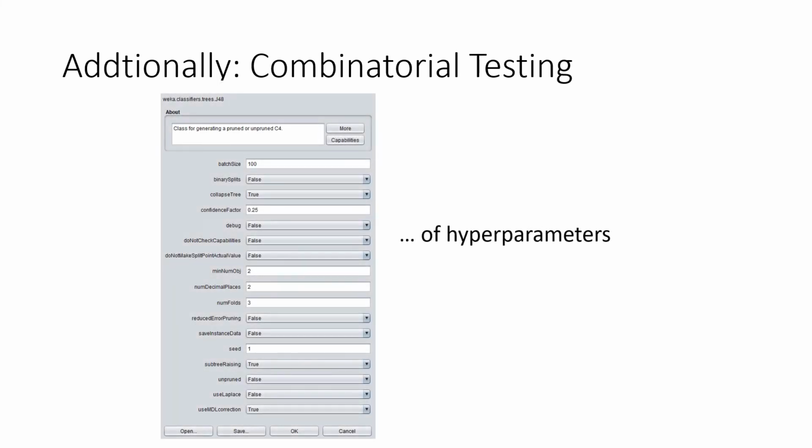We then combined this equivalence class approach with combinatorial testing. And that is, we consider the combinatorial testing of the hyperparameters. So many machine learning algorithms are configurable. So for example, this is the configuration interface of a decision tree in Weka. And you can see there are many options. For example, the minimal number of objects in a tree leaf, or how the tree validates itself, stuff like that.